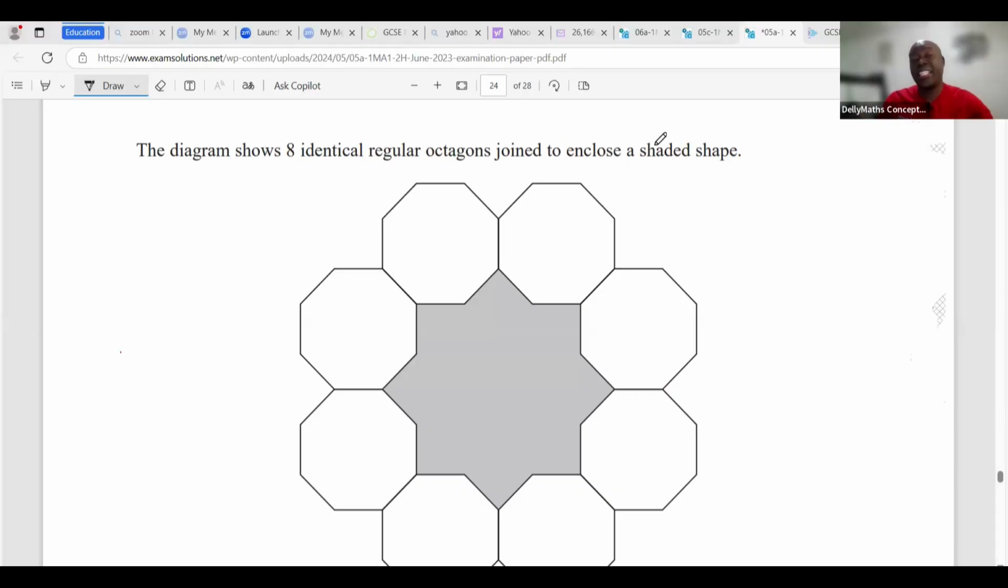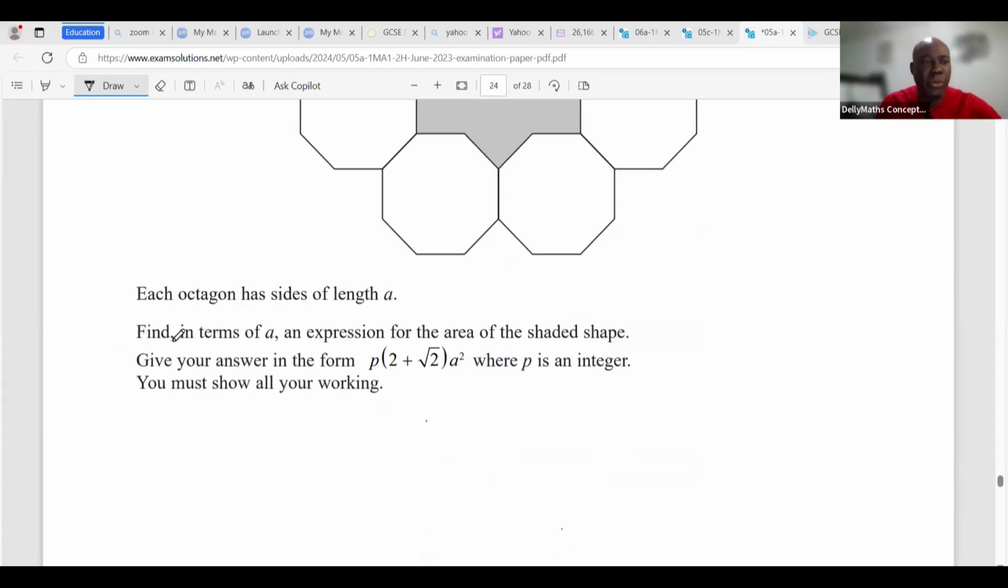What we're looking at today is a GCE question. The diagram shows 8 identical regular octagons joined to enclose a shaded shape. Each octagon has sides of length A. Find, in terms of A, an expression for the area of the shaded shape. Give your answer in the form P(2 + √2)A², where P is an integer. You must show all your working.